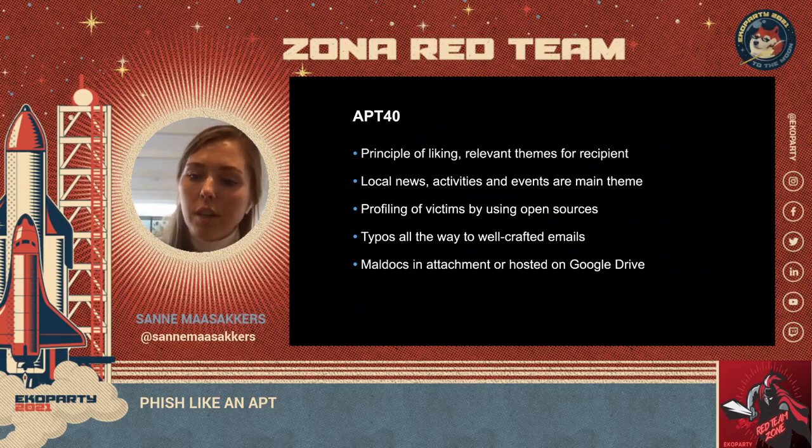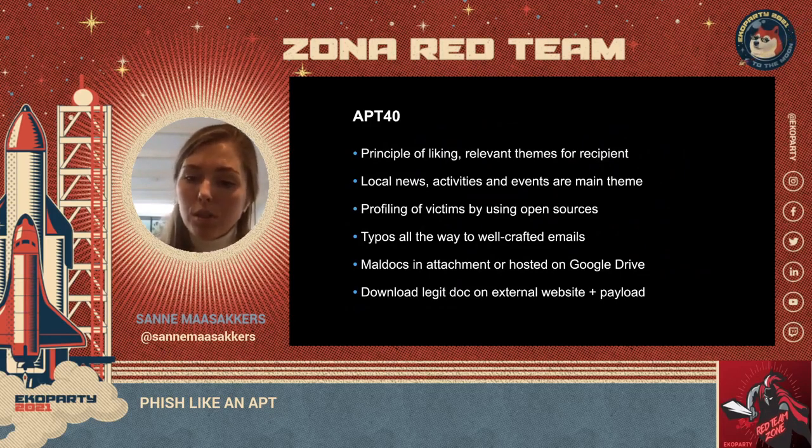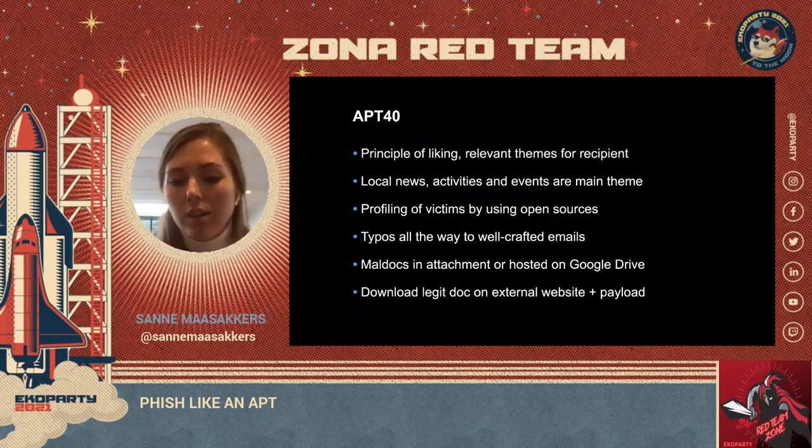And if you check what kind of bait is added to the email, you see that malicious docs are added in the attachment. They use more than only Word, for example also Publisher, or they hosted their malicious docs on Google Drive and send a link to a Google Drive document. Also, you can download a legit doc on an external website, and actually you download malware with a payload, and if it's executed, you will be redirected to a legit document, so people won't get suspicious. So that's what we see for APT40 most of the time.